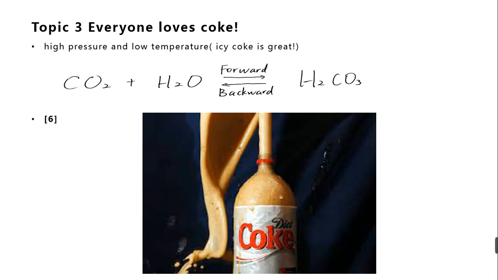So when you open an icy Coke and a normal temperature Coke at the same time, in the same condition, you will find that this fountain or rocket will behave more fiercely and more quickly than with a normal temperature Coke. So the icy Coke is great.